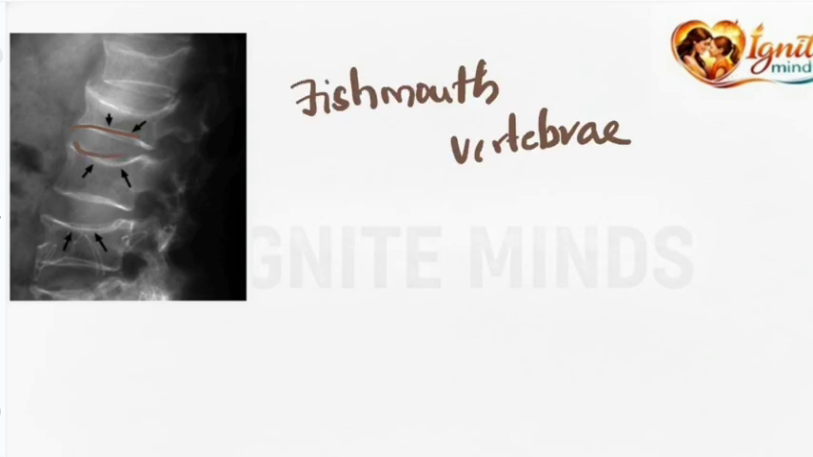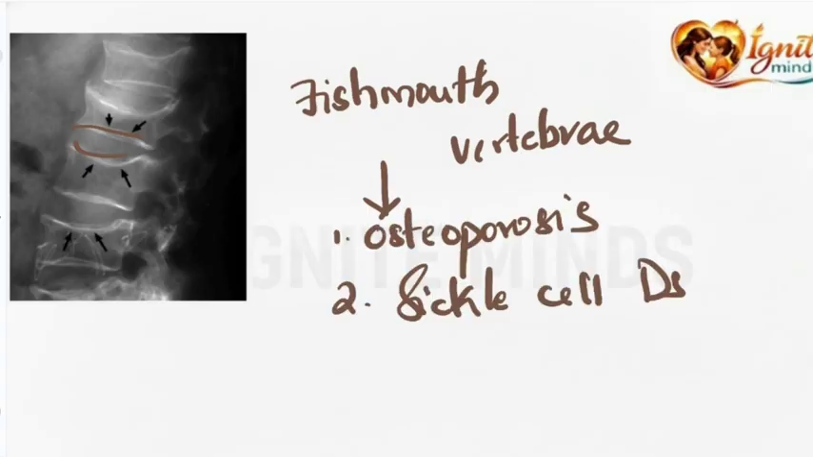Okay guys, now tell me, what is this vertebra? It looks like a fish mouth, right? So it is called fish mouth vertebra, or we call it a codfish vertebra. Now where do you see fish mouth vertebra? You see it in osteoporosis and sickle cell disease.